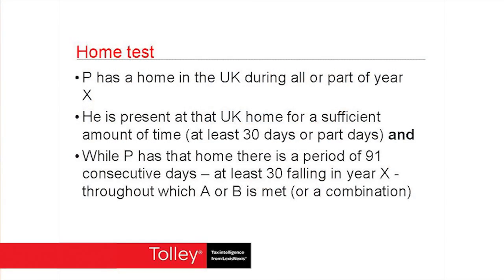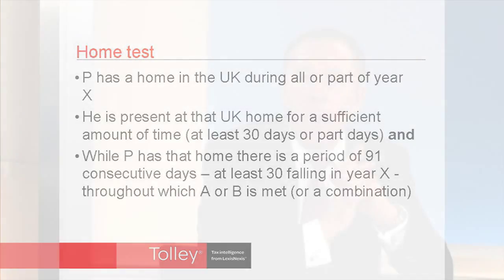If he is present in that UK home for a sufficient amount of time in that year, i.e. 30 days or part days, and that home is available for certain parts of the year, then that makes that individual resident in the UK. While P has that home, there's also a period of 91 consecutive days, at least 30 of those falling in the particular tax year, where conditions A or B are met.